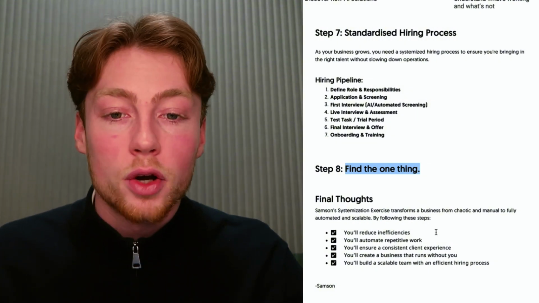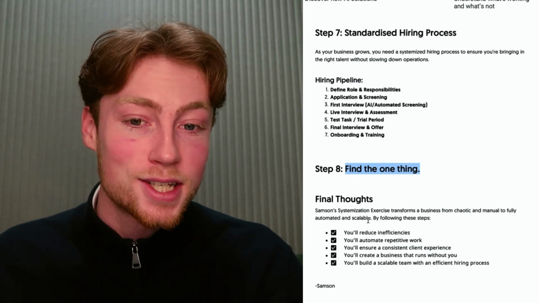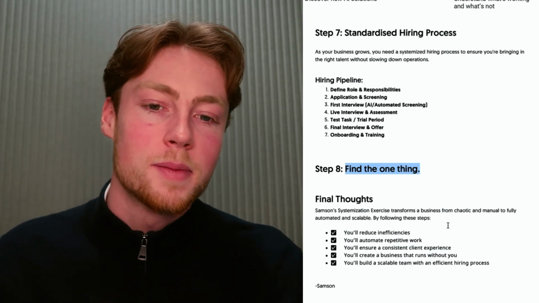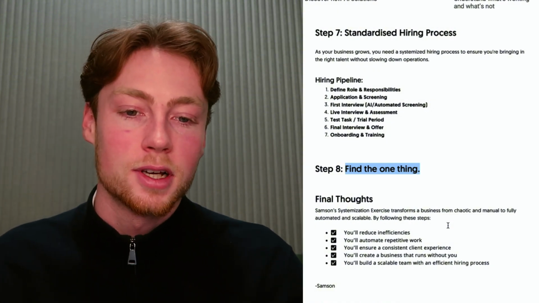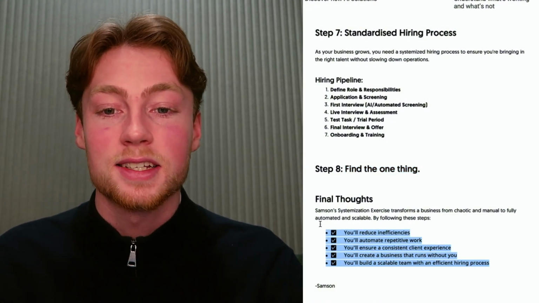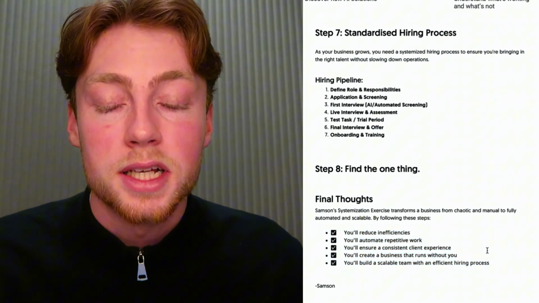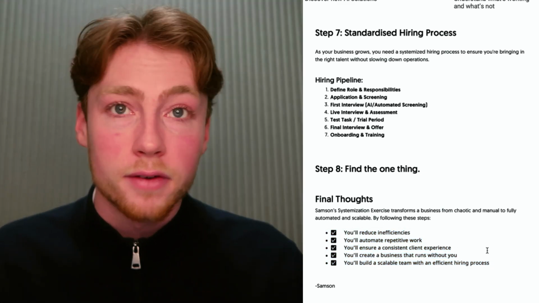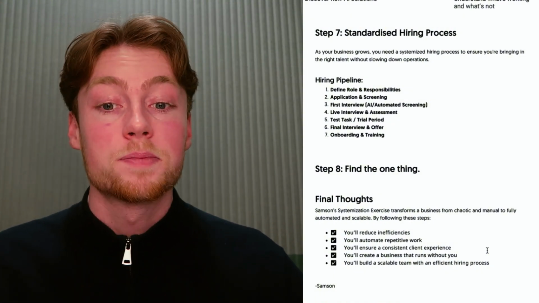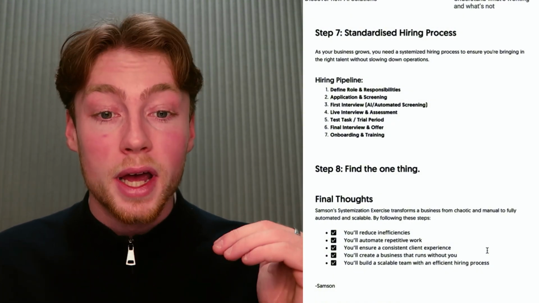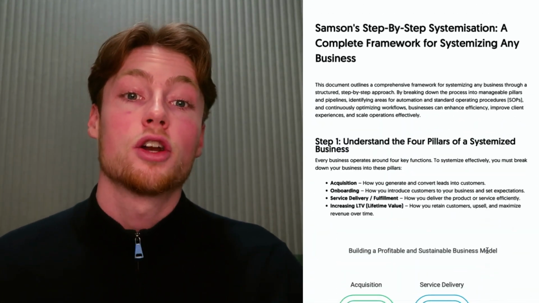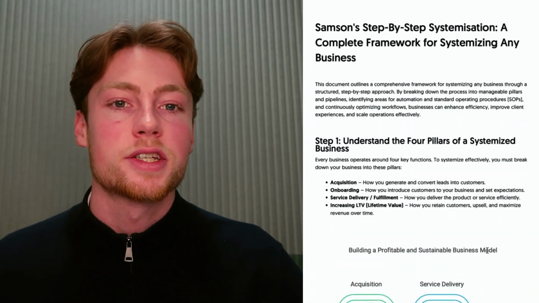So, a few final thoughts: Samson's systemization exercise transforms a business from chaotic and manual to fully automated and scalable by following these steps, okay? So by the end of these steps, you will have done all of these things and hopefully have a really systemized business. I know I said 20 minutes. Apologies if I've taken a little bit more of your time, but I hope it was extremely valuable and that this exercise, if you go through and follow it correctly, will give you a lot of clarity on how your business works and a lot of confidence to start scaling your business the right way.